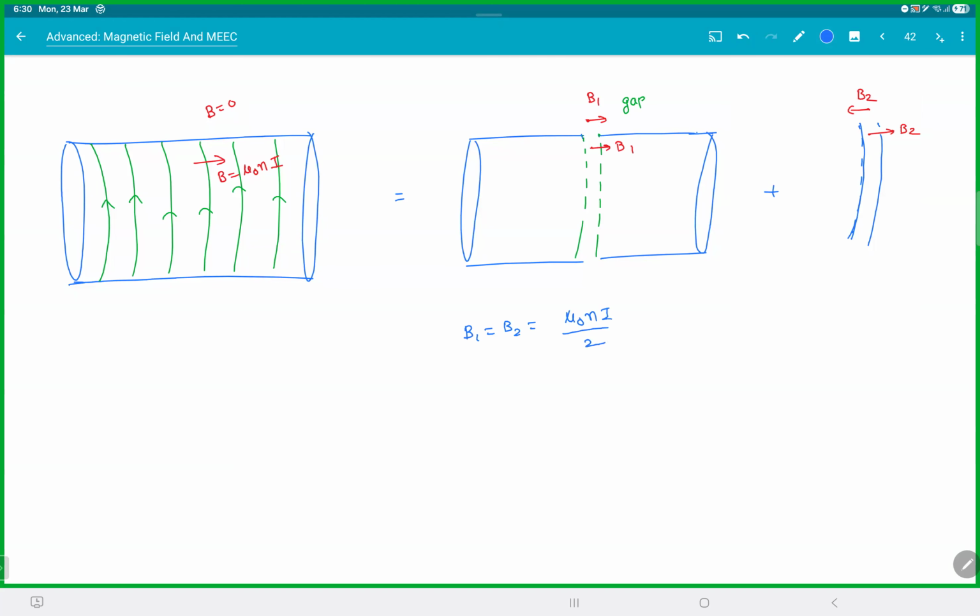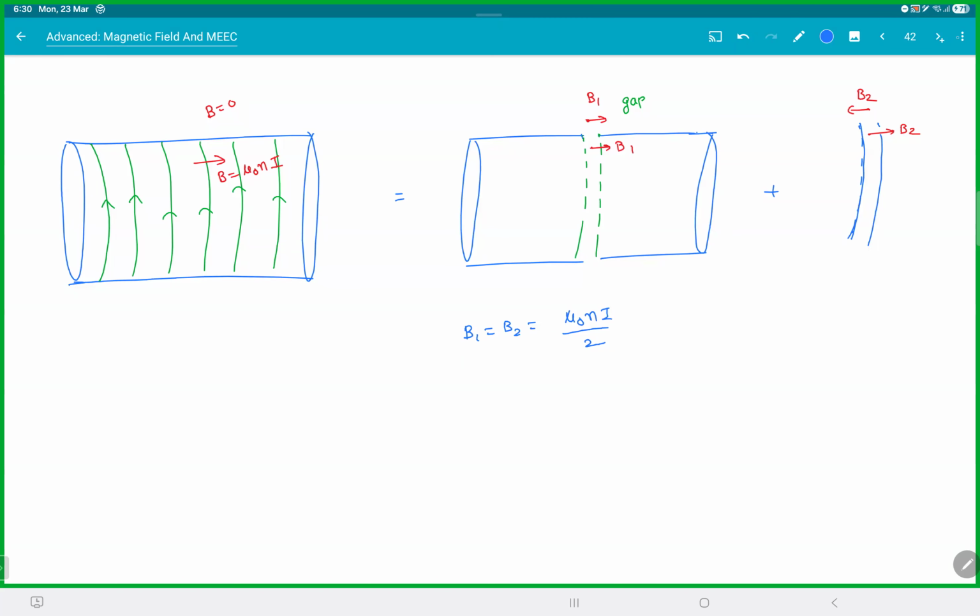So this will generally always happen whenever you have 0 on one side and mu naught Ni on the other side. Even if you take a small segment, I'm just drawing it randomly, but I hope you got the point. It will be half of the field. So all the remaining solenoid on this small strip will be giving you a field of mu naught Ni by 2. Idea is the same. Now once you have the strip, then we need to get the force on this thing.